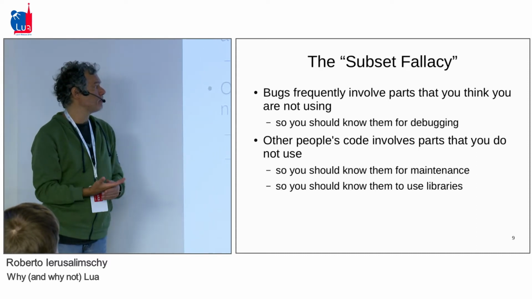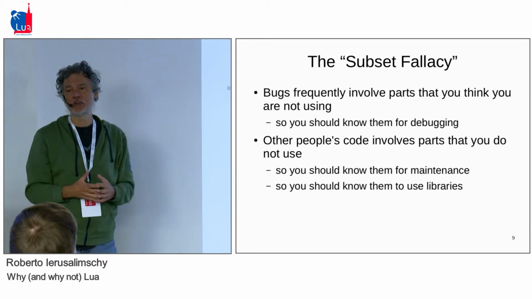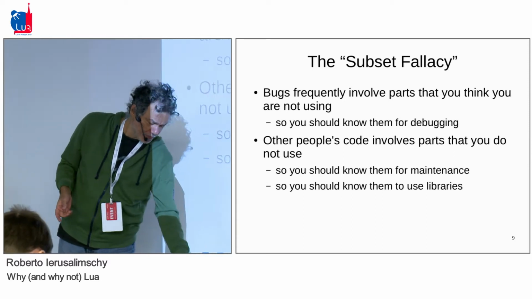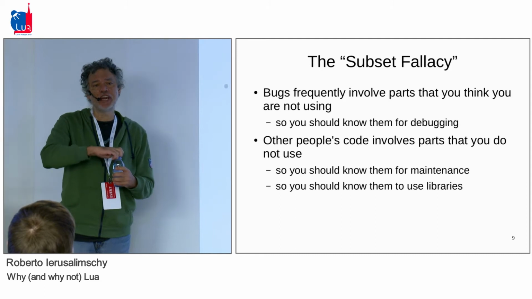Second, when you use code developed by other people, libraries in particular, you have to know all the features those libraries use. You have to know at least the features they use in the API.